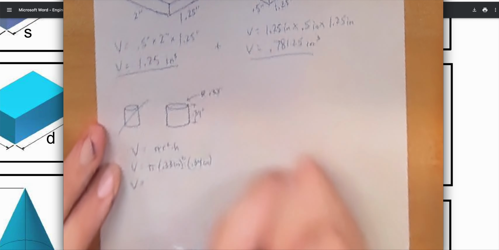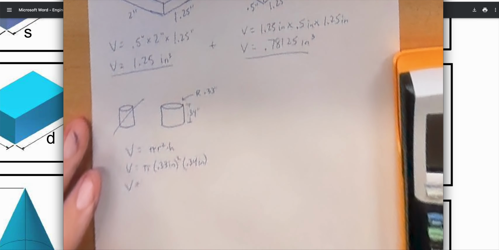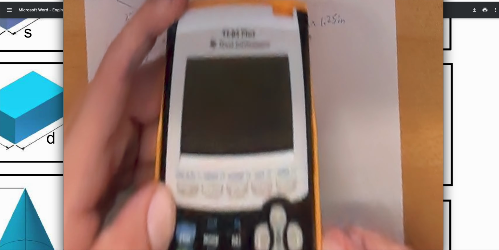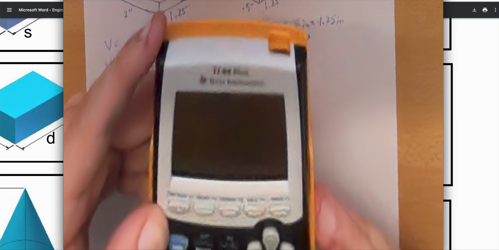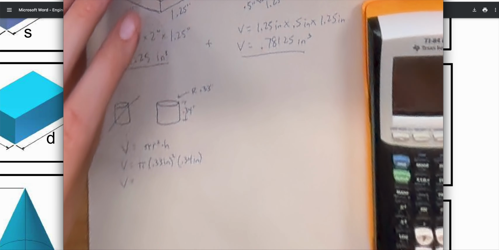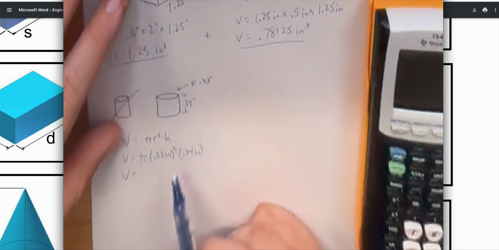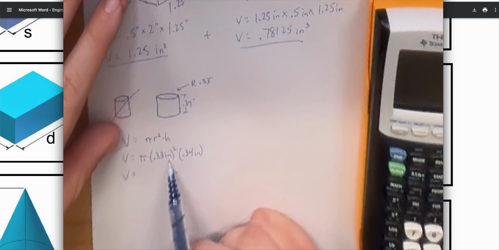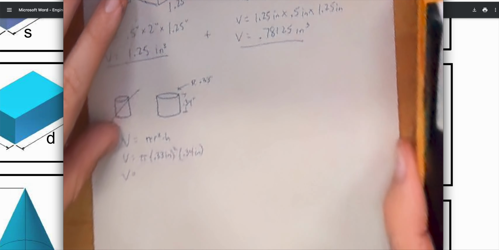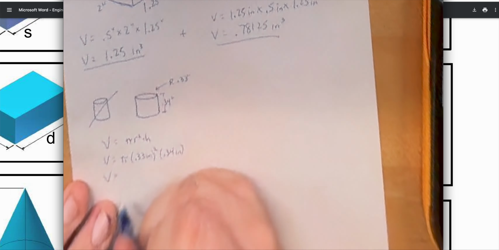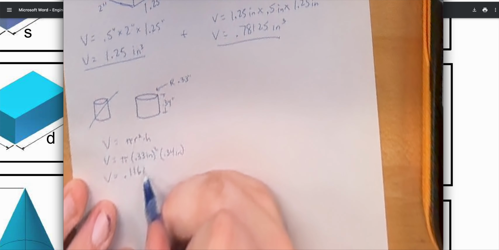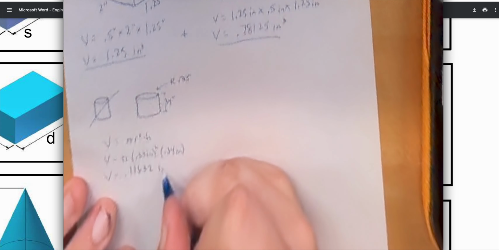And so now this works out where we take pi. Remember, on your TI-84, you press second, and then you can press this little caret button right here. That'll give us pi. So we've got pi times 0.33 inches squared. That squared is going to go to the 0.33, and it's also going to square our units. And then we're going to multiply that by 0.34 inches. Once we have all that multiplied out, we'll find that the volume is equal to 0.11632. Now, what unit are we left with?